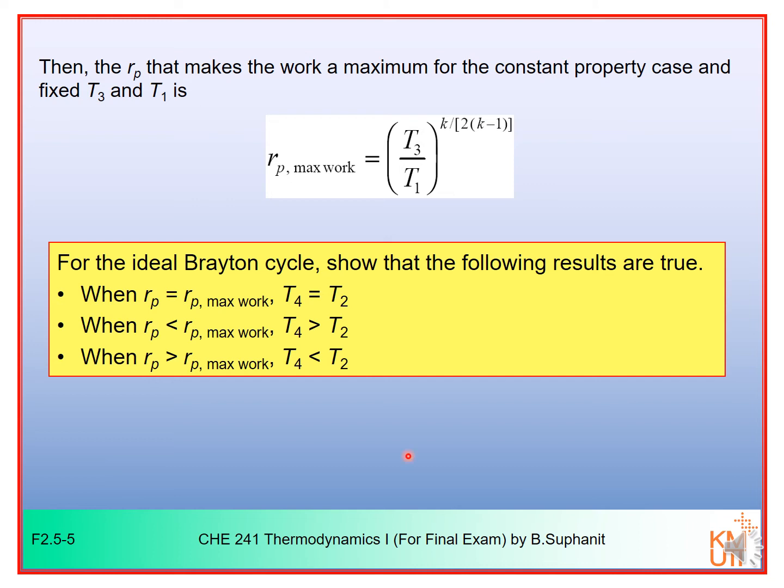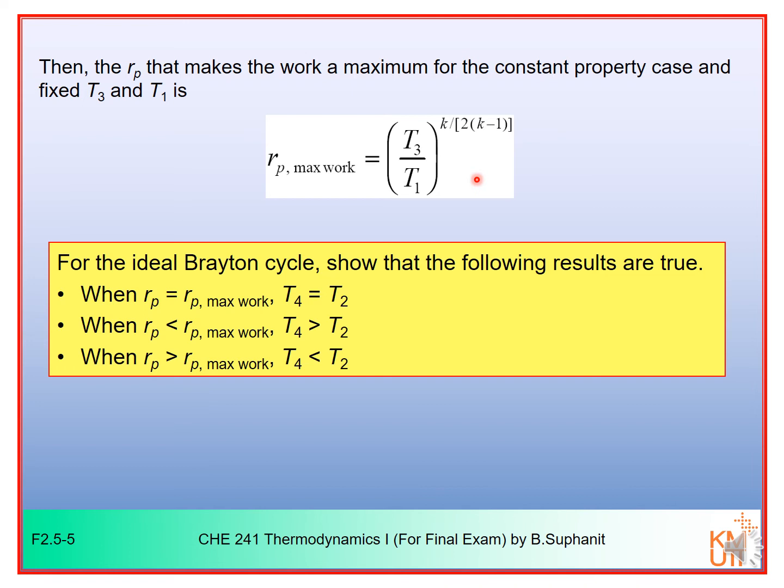So the pressure ratio that can give the maximum net work output would be T3 over T1 to the power of k over 2(k minus 1). This is the result that we are looking for.